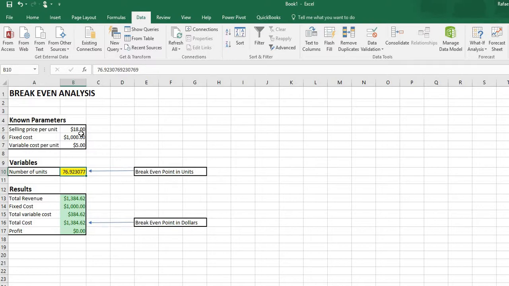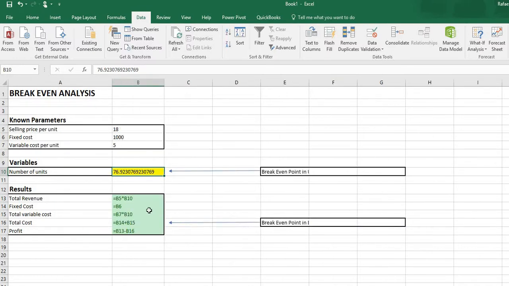Because you're making more profit, you have to sell a lot less. You can see the break-even point in units is 76, or 77 if you round it up. And the break-even point in dollars is $1,384.62. And you can tell that you broke even because the profit is 0, which means that total cost is equal to total revenue. Now I'm going to show you guys the formulas. So if you want to, you can just copy these formulas here, so you can create your own break-even analysis table.